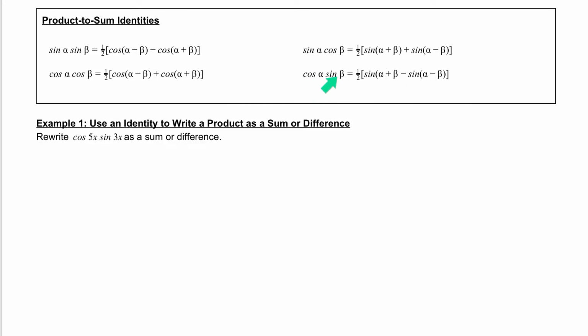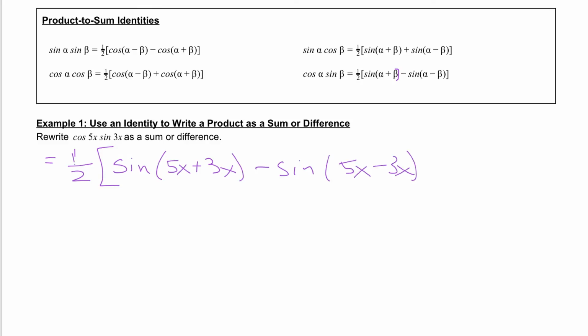We have cosine alpha times the sine of beta, which is 1/2 times the sine of alpha plus beta minus the sine of alpha minus beta. And there should actually be a parenthesis right there. So if we go ahead and rewrite this, we get 1/2 times the sine of 5x plus 3x minus the sine of 5x minus 3x.